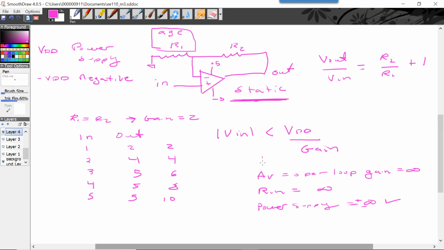And we are going to get into open loop gain not only not being infinity, but changing with frequency. And where this comes from is that op amps are made out of transistors, okay? Transistors are made out of diodes.